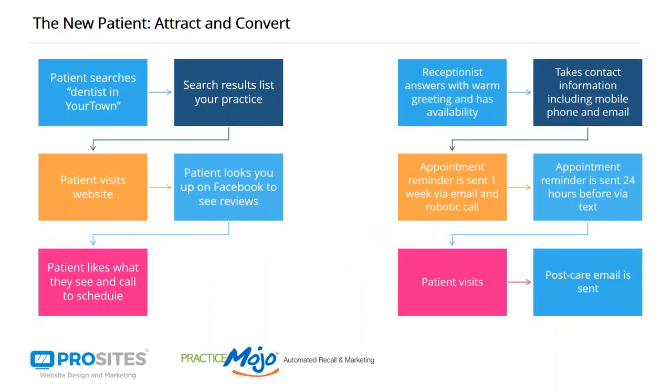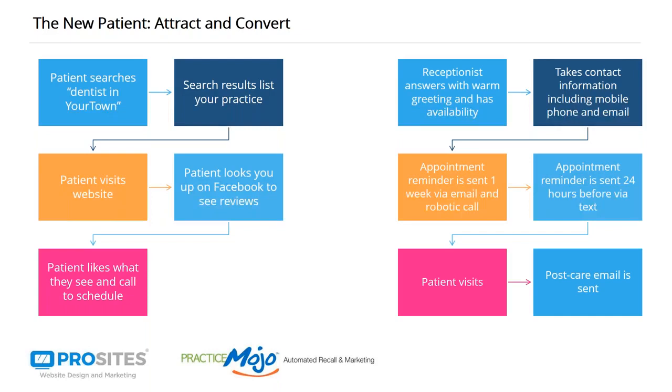So here's kind of a typical layout. This is just a basic of how to think about your communication plan. If we start on the left-hand side, this is when you think about how you're going to attract new patients. So say a patient searches dentist in whatever town you're in. You want to make sure that you show up on the search results.